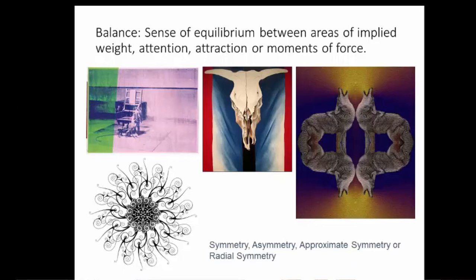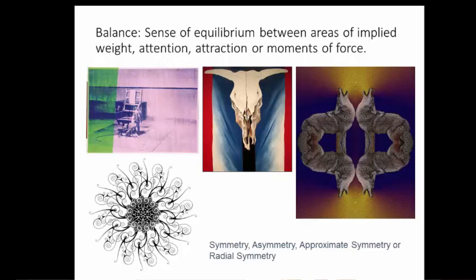In the center, you see what is known as approximate symmetry, which means it looks like it's centered and the same, but if you look closer, what's happening on the left isn't exactly happening on the right. And so this creates a more informal sense of balance, which is less formal than symmetry, but doesn't go to the farther end of asymmetry, which we see on the upper left.